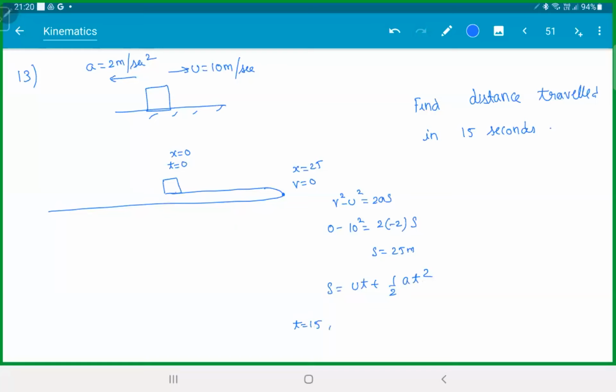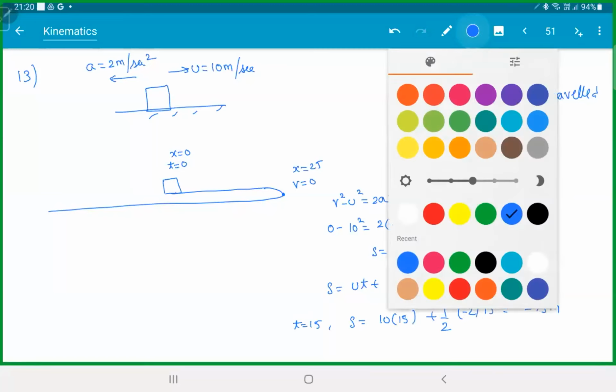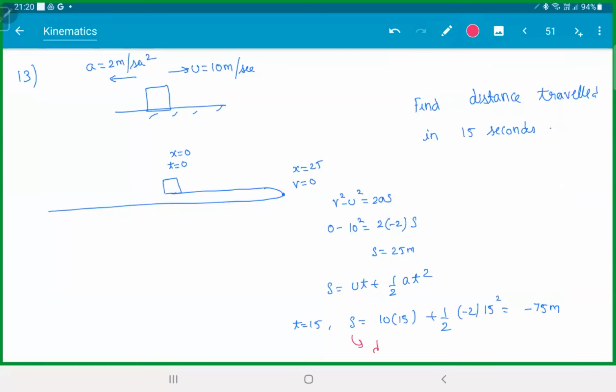At t is equal to 15, most people do this thing. They substitute this formula directly. Half a is minus 2 because it is backward. You end up with minus 75 meters. Remember, this s is displacement. This is not distance traveled.